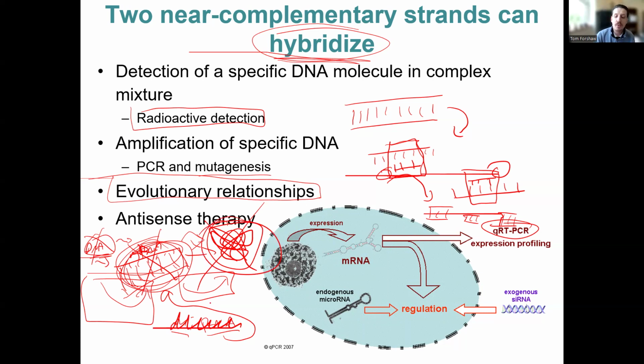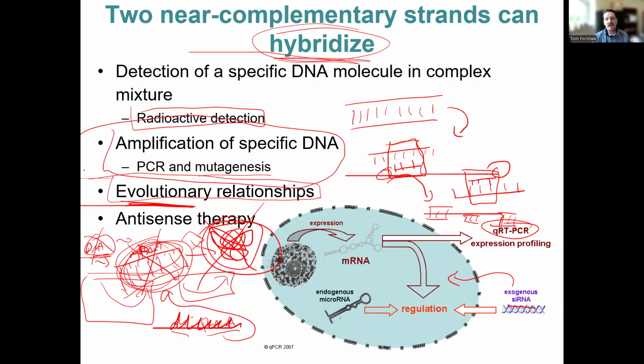Or another example is an siRNA, which is a human-synthesized RNA that we can insert into cells and use to silence, that's what the SI stands for, an mRNA of our choosing by being complementary to the mRNA, taking advantage of that evolutionary defense against viruses that I was talking about before. So really, the main thing I want to talk about is PCR.